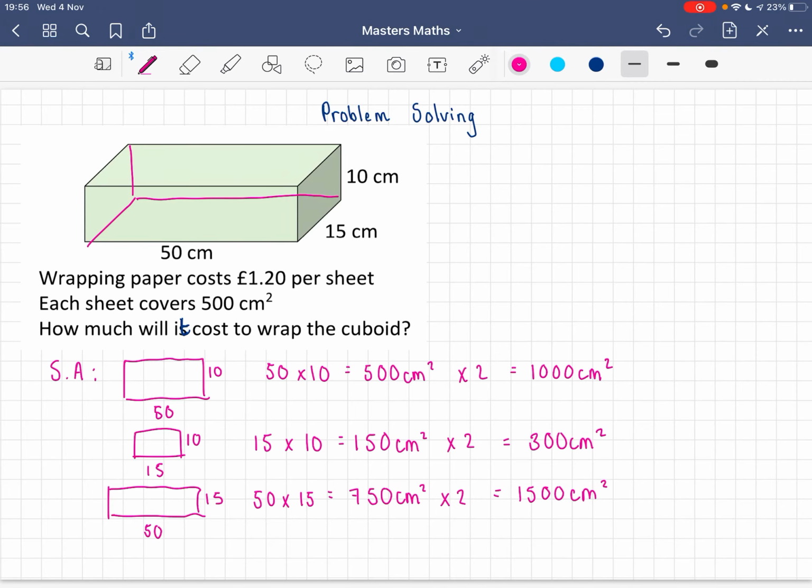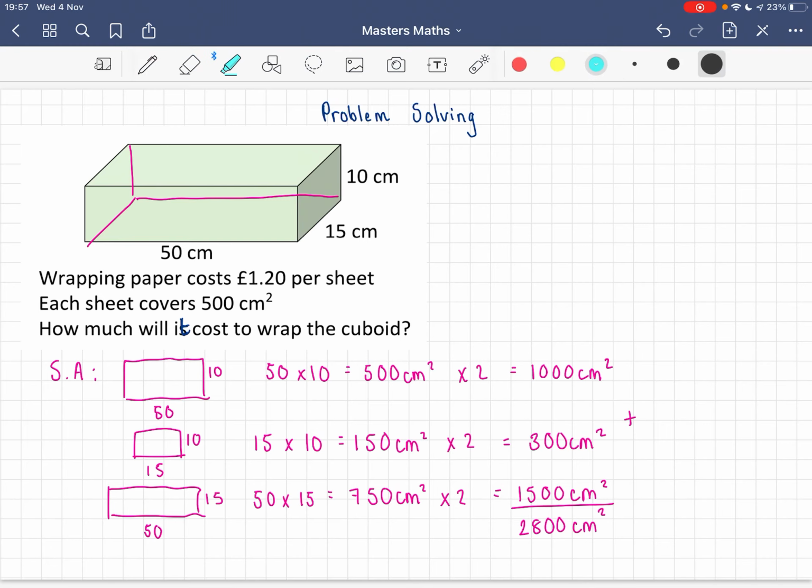Yeah, I was just doubting myself for a second there. Yeah, that's right. Okay, so we're right so far. We need to find the total surface area, so we need to add all of that up. 1,000, add 300, add 1,500 is 2,800 centimetres squared. And that gives us our total surface area. So we have a surface area of 2,800 centimetres squared.